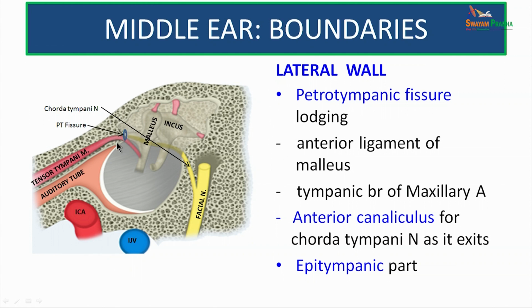Close to the anterior margin of the tympanic membrane, there is a petrotympanic fissure which lodges the anterior ligament of the malleus and the tympanic branch of the maxillary artery. There is also the anterior canaliculus for the chorda tympani nerve as it exits, and it is also related to the epitympanic part.